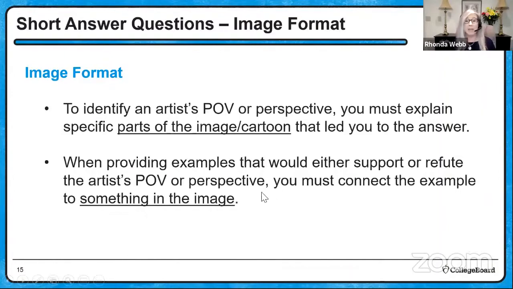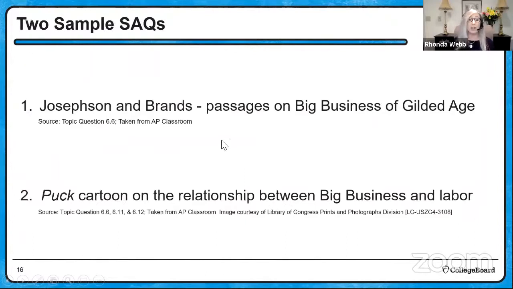And then same thing when you're looking at the point of view, an example that we either support the point of view of the artist or refute the point of view of the artist, you've got to tie it back in to what's being shown in the image. So these are the two samples that we will be looking at here on my document camera. I took these from AP Classroom, and these are former questions that have been used on the AP exam.